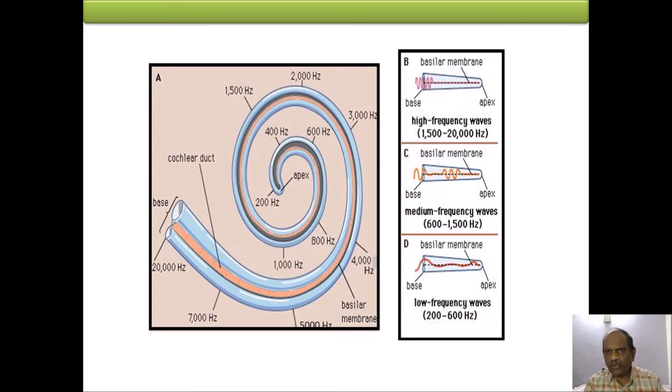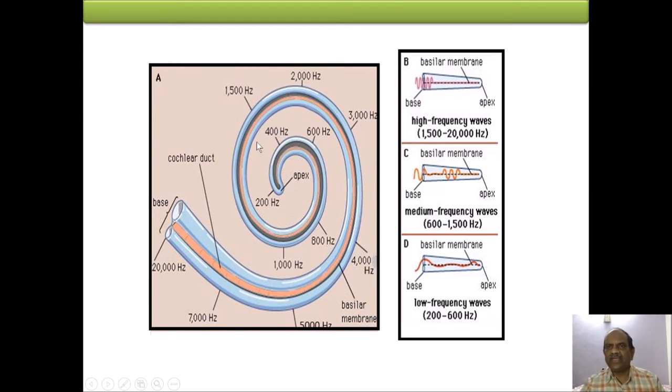If you look at this figure, you will find that at the base of the cochlea there is propagation of 20,000 Hz sound. Later on, there is propagation of 7,000 Hz, 5,000 Hz, and the peak at the apex of the cochlea is 2,000 Hz. Meaning, in short, the frequency of the sound waves goes on decreasing at the different places of the cochlea.